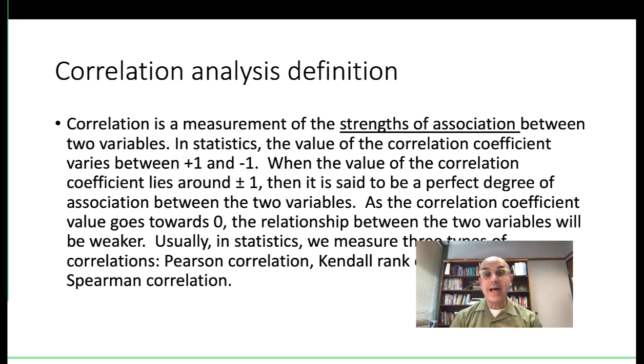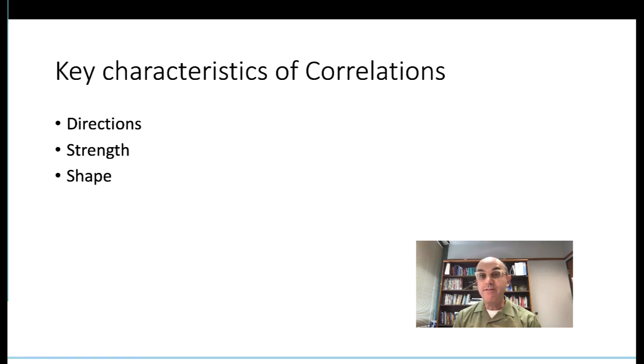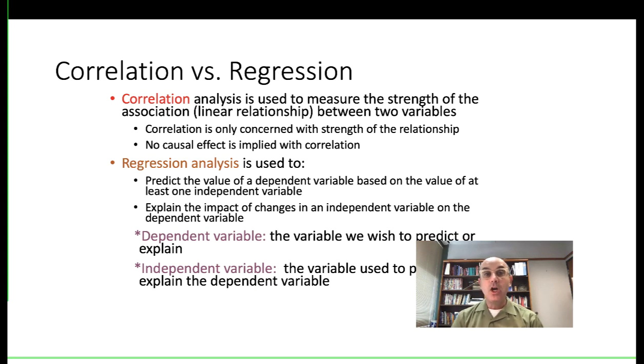In statistics, we have different types of correlation analysis, and all of them are part of what we are trying to measure and what we are trying to achieve in our correlation. The key characteristics of correlation are the direction, the strength, and the shape. In correlation versus regression, we need to understand that correlation analysis is usually the measurement of the strength of the association, the linear relationship between two variables.